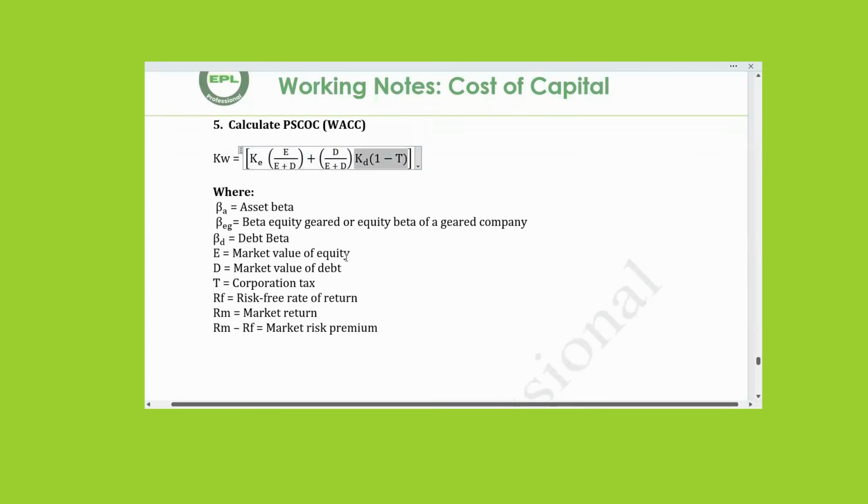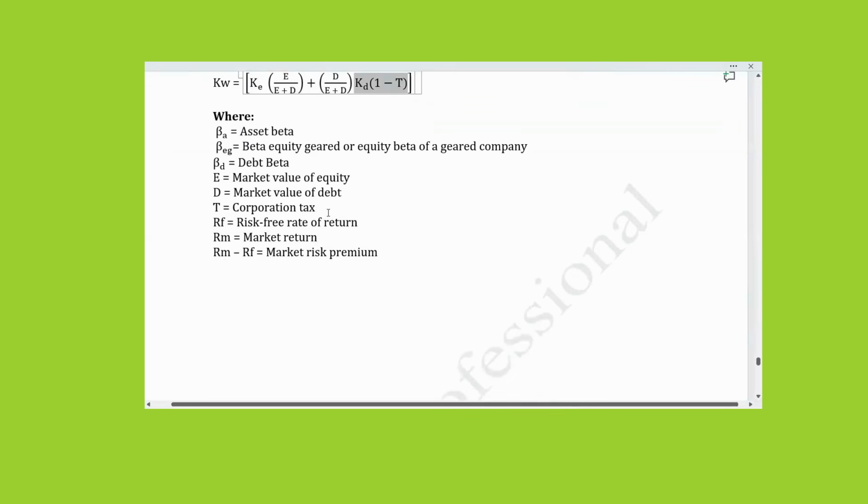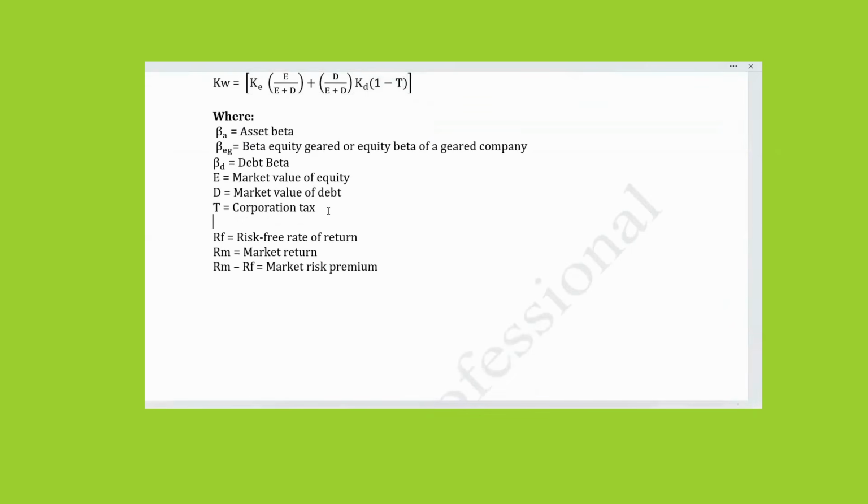Okay. Let me put it here. Get that. Here is post-tax cost of debt.